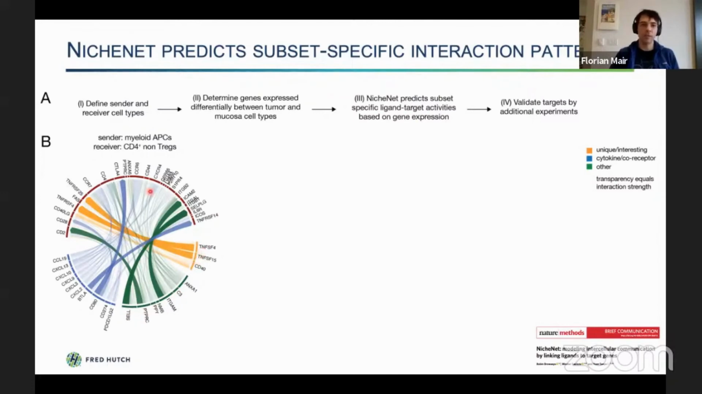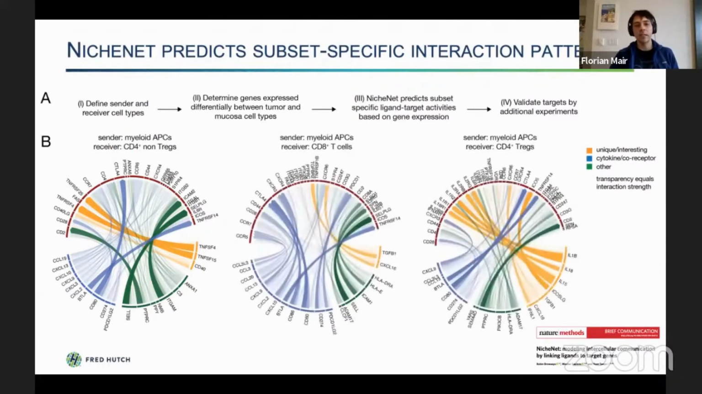Why unique and interesting? Well, we found that if you look at the different T cells as separate receiver populations, you will actually see that there are a lot of pathways that are shared, and then there are some which were predicted at least to be unique to the CD4 non-Treg population, to the CD8 T cell population, and most strikingly to the CD4 Treg population.